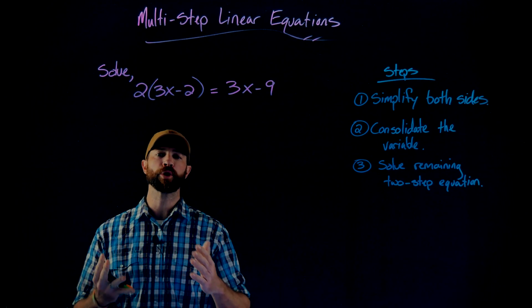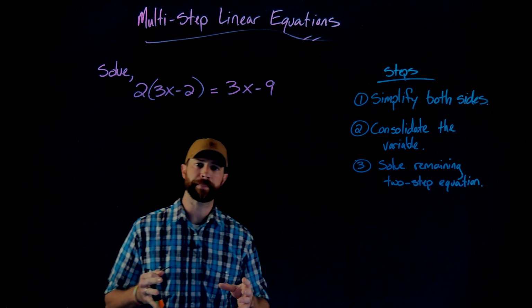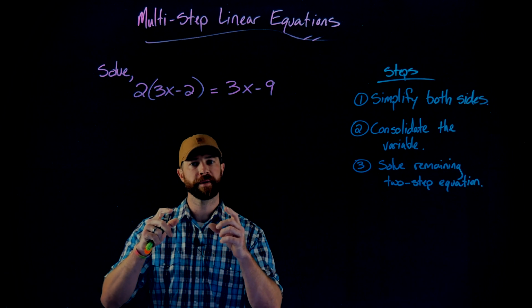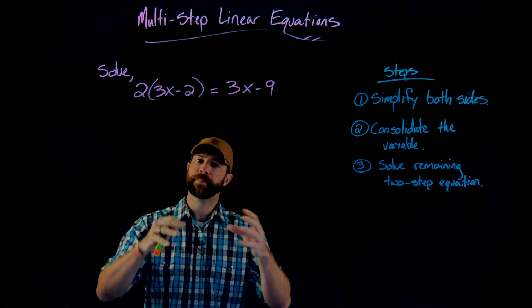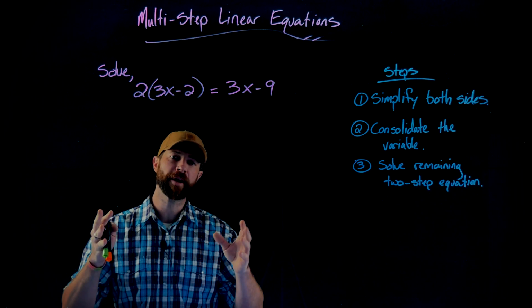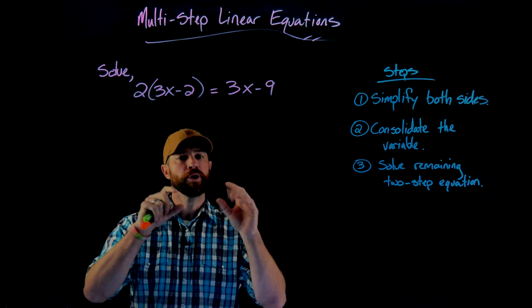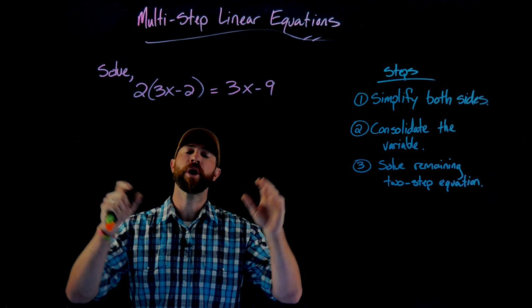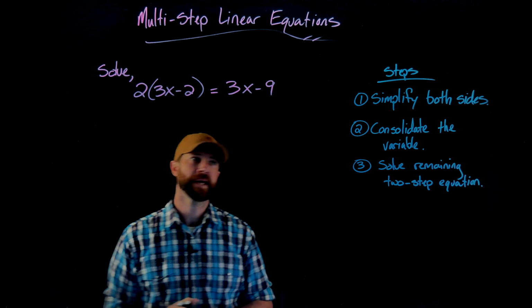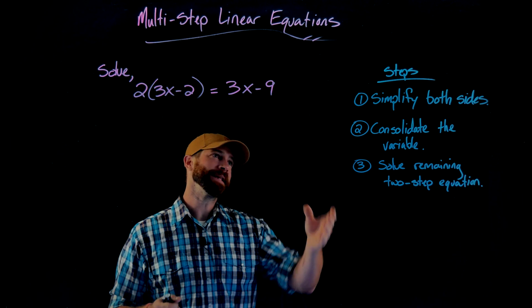Today we're talking about multi-step linear equations. Multi-step linear equations are equations in one variable that have multiple operations going on both sides. Often, as in the case right here, you'll have different occurrences of a variable on both sides of the equation. The steps generally for solving these are right here.